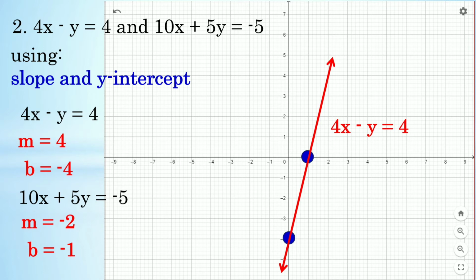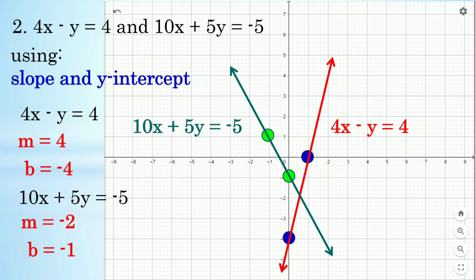And then, yung second equation, ang y-intercept niya ay negative 1. At ang ating slope ay negative 2. So, dalawa pataas, 1 pa kaliwa. So, 1, 2. Yan po yung graph ni 10x plus 5y equals negative 5.